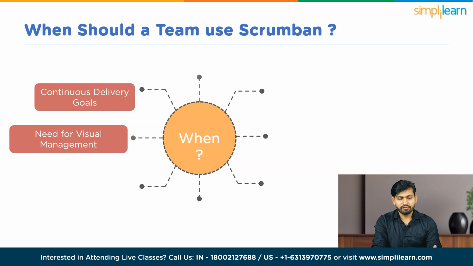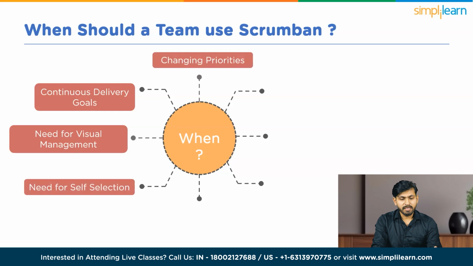Next is self-selection. If a team values autonomy and prefers a self-selection approach for tasks, where team members can choose their work based on expertise and capacity, Scrumban supports this flexibility. Now, next is changing priorities. If a team frequently experiences changing priorities or has a dynamic environment where requirements evolve, Scrumban's flexibility allows for easier adaptation to these changes without disrupting the workflow.